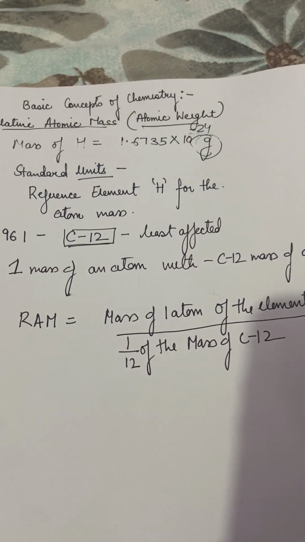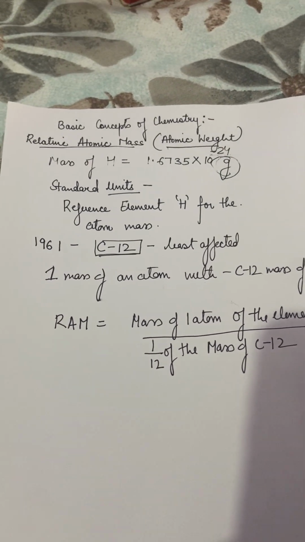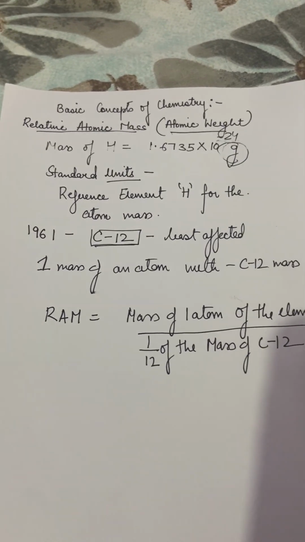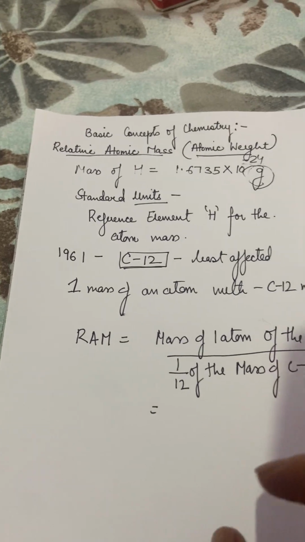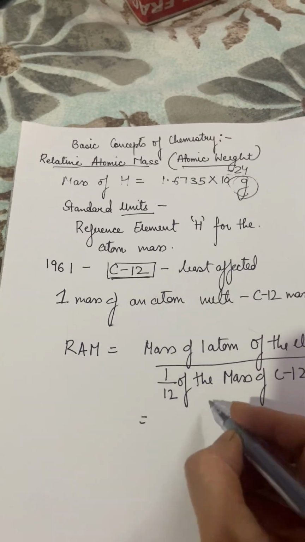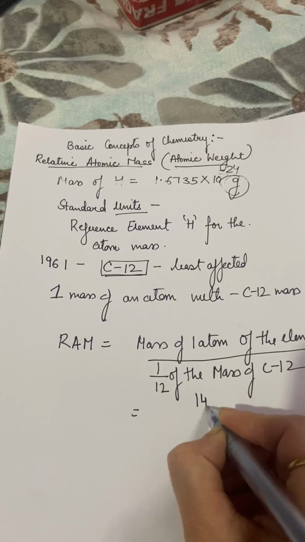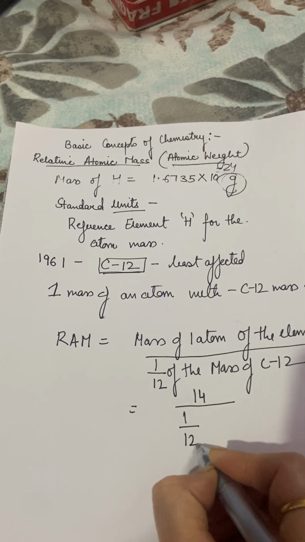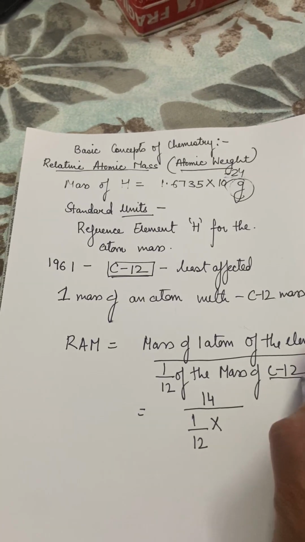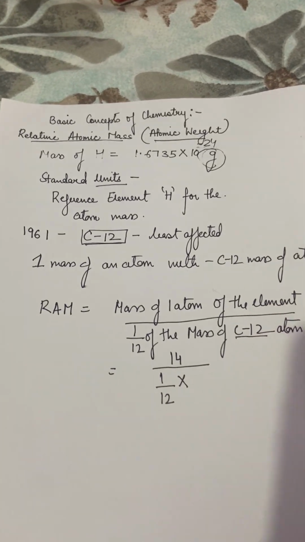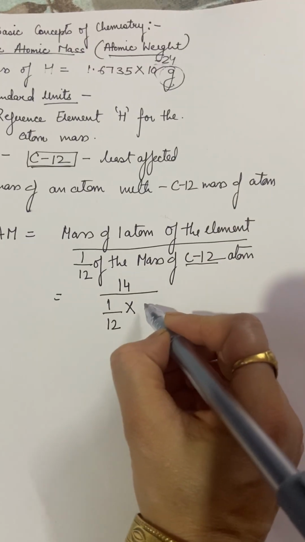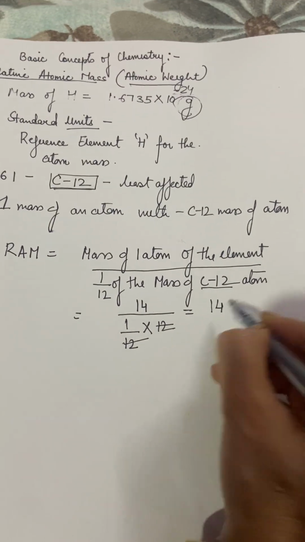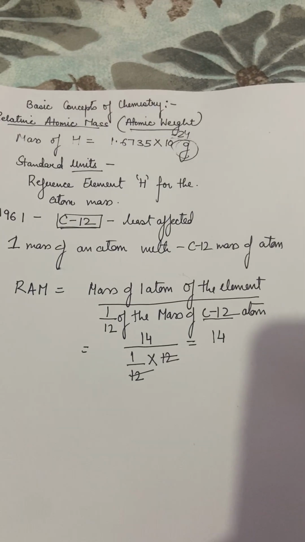Now let's take an example. Suppose you want to find out the relative atomic mass of the nitrogen element. Then the mass of one atom of the element of nitrogen is 14. I have to calculate its relative atomic mass. So I will take 1/12 of the mass of carbon 12 atom. What is 1/12 of the mass of carbon 12 atom? It is 12. So 12 will be cancelled. And what is my answer? 14.